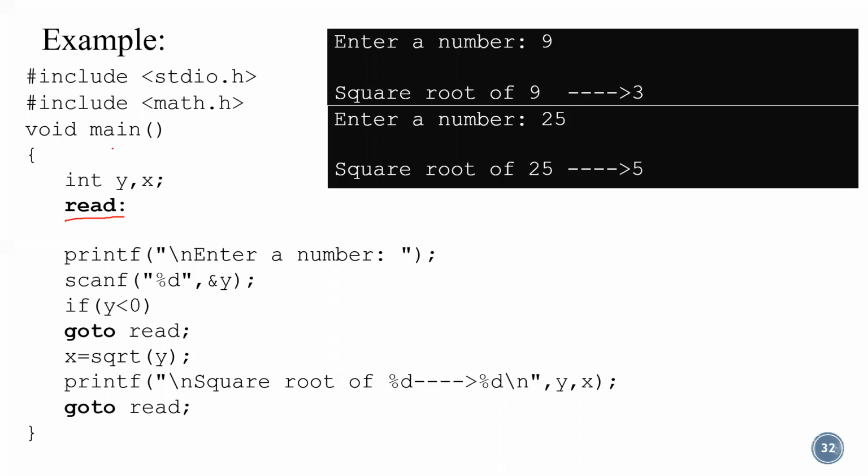What is the sequence of execution of the program? Which line will be executed after the local declaration of integer variables y and x? Mamata? Which line will be executed after this line? It will just move to read, but nothing is there. Label alone is there. So it will move to the next printf, Enter a number. Here I have just shown the output screen. Enter a number, we will be entering 9.